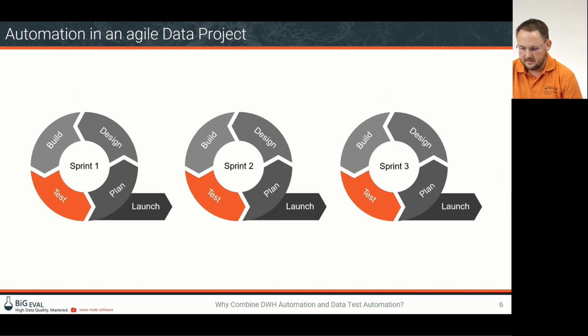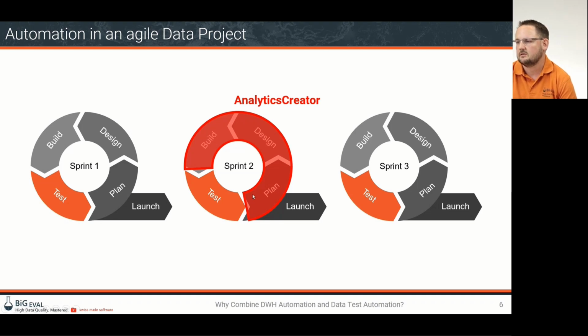One more aspect of why you need test automation is definitely the agile sprint methodologies. You all know this graphic. We have a lot of sprints within our development project, and they are usually very short. Data warehouse automation like AnalyticsCreator covers a huge part of this release cycle, but there is still a gap in data testing. That's where BiG EVAL comes in.